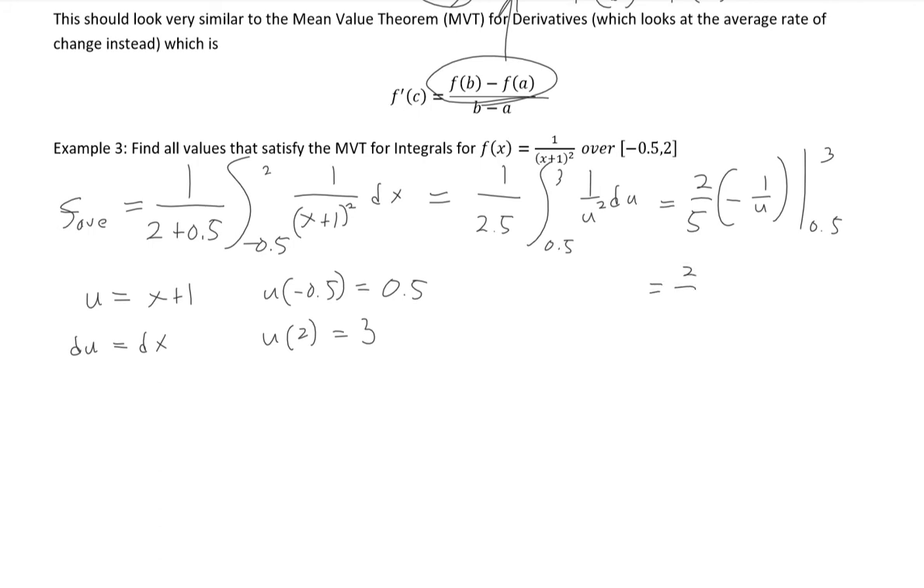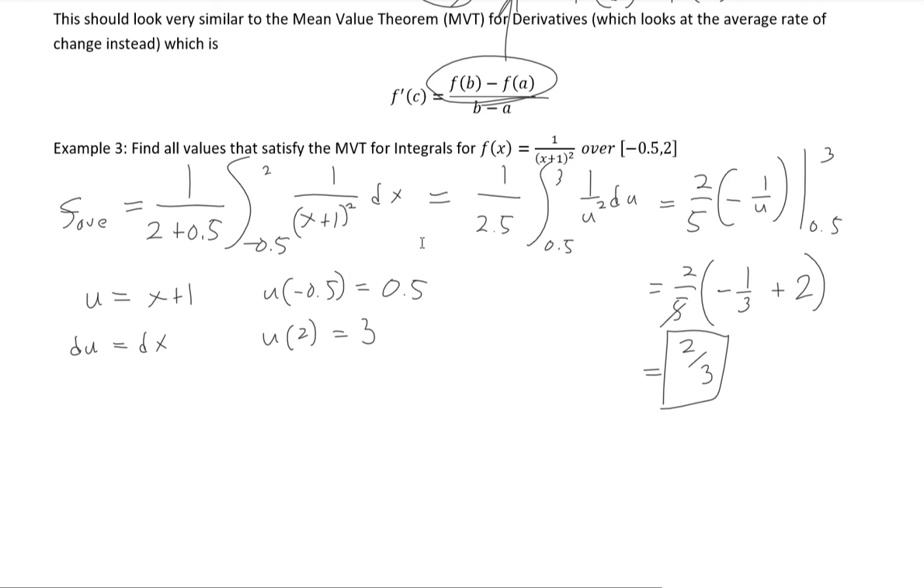We solve for that. We have 2/5 times negative 1/3 would be first, and then I subtract away what happens when I put in 1/2 here, which would give me a positive 2. That's what happens when you put in 1/2 into u. So that gives us negative 1/3 plus 2. That gives me 5/3, which cancels out with the 5. So that gives me an overall answer of 2/3. You solve those. So that is the average value of the function.